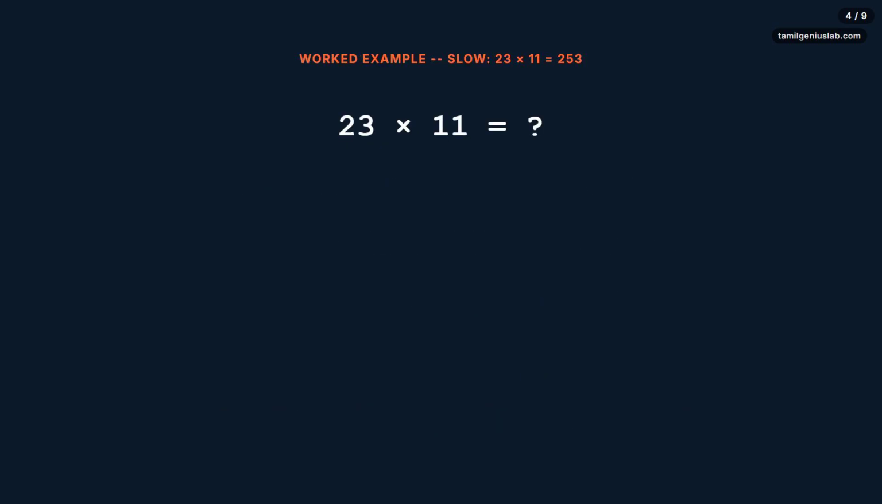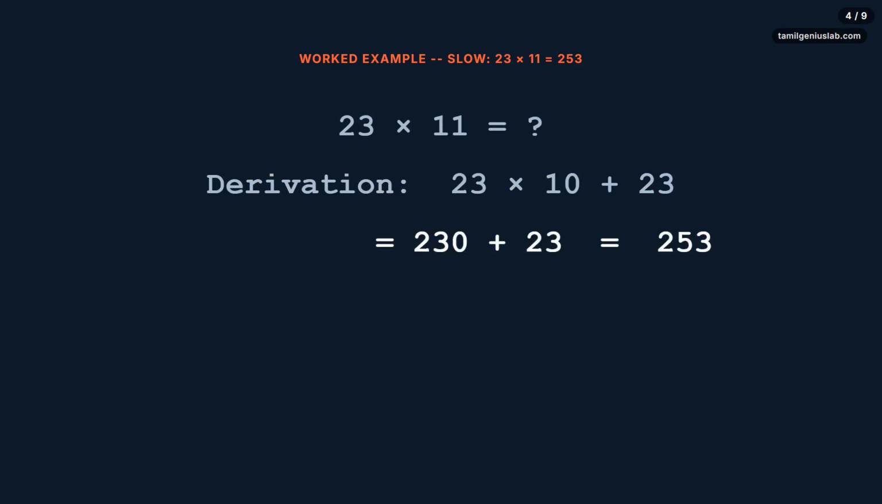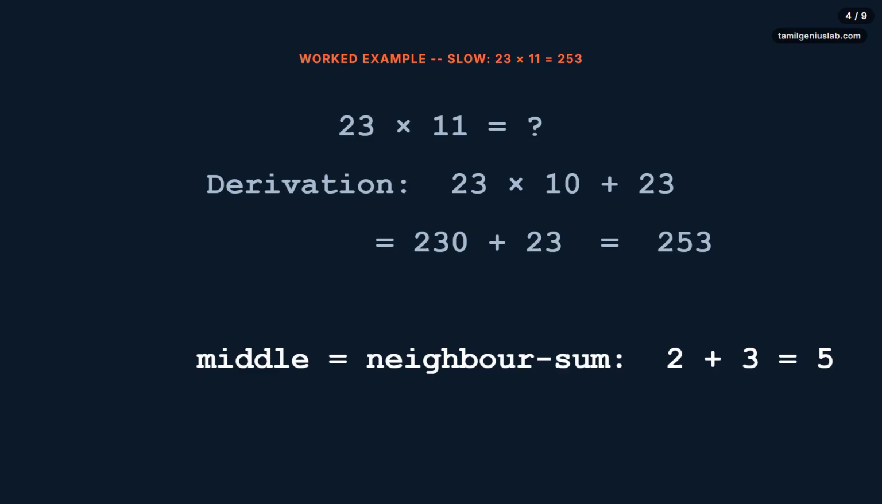Let's slow it down. 23 times 11. First, the derivation. 11 equals 10 plus 1. So 23 times 11 is 23 times 10 plus 23 times 1. 23 times 10 is 230 plus 23, 253. Now the shortcut. The outside digits are 2 and 3.